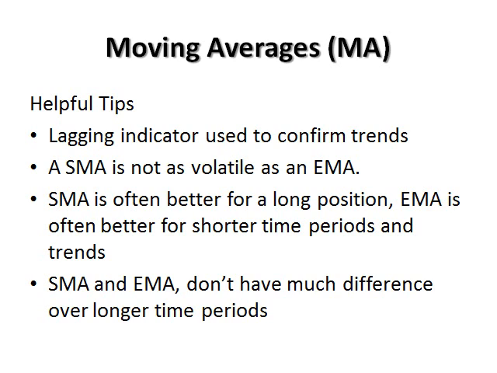Also, simple moving averages are not as volatile as exponential moving averages, as we clearly saw, and often simple moving averages are better for long positions, whereas exponential moving averages are better for short-term periods and trends. And again, over a long period, let's say a year, SMAs and EMAs don't have much difference.